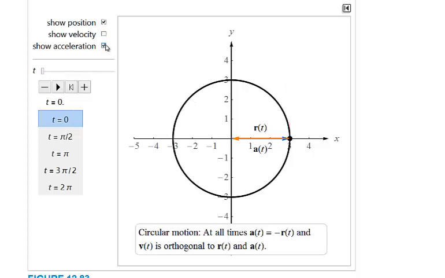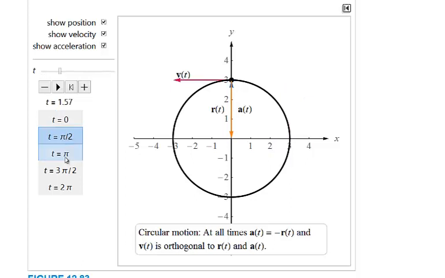So let's take these off here so that you can see there's our position vector in blue, our velocity vector in red, and acceleration vector there in yellow. So let's watch it play. So at time 0, we are sitting here, at time pi over 2.